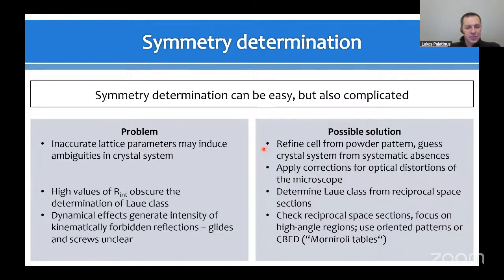The dynamical effects also generate intensity of kinematically forbidden reflections. So the glide and screw systematic absences are often violated. And here again, the reciprocal space sections help. If you know what to look for, it will give you a more reliable guess whether a systematic absence is there or not.